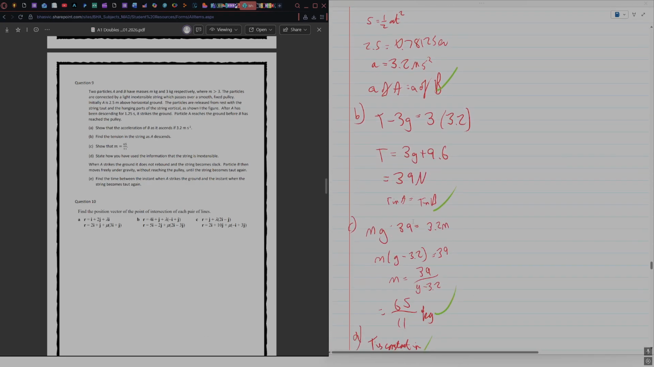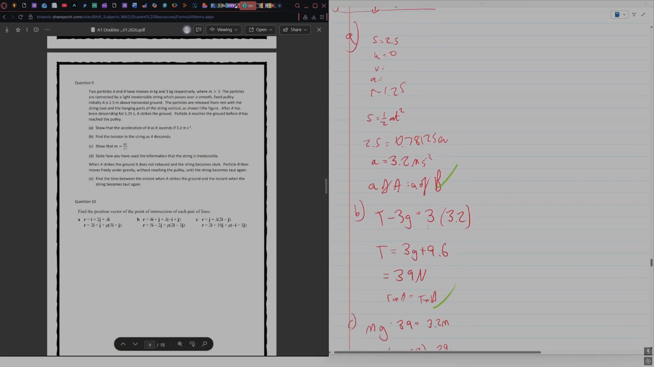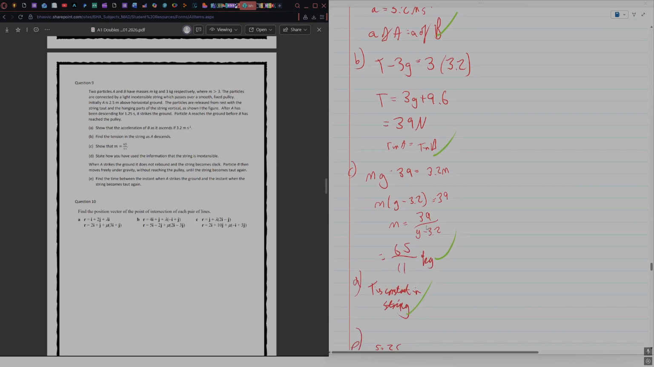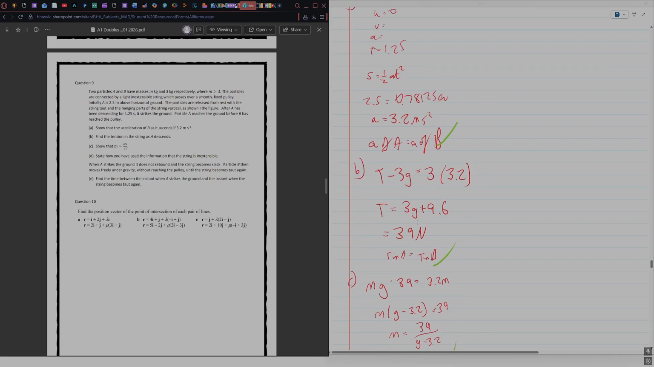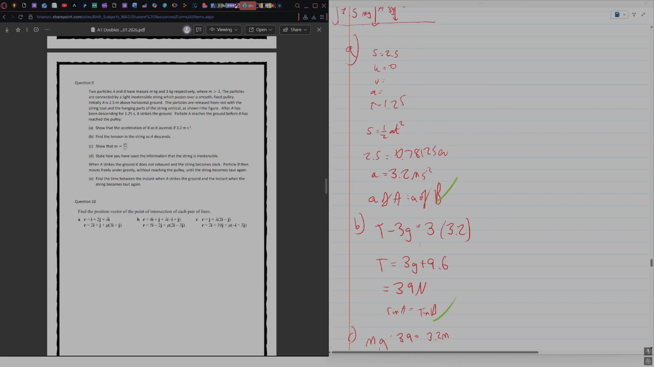Then finding the tension in the string, in both these questions they wanted you to use the fact that the tension in the string is the same. There was another question where they wanted you to use it, but in this question, in part A and part B, they asked you.